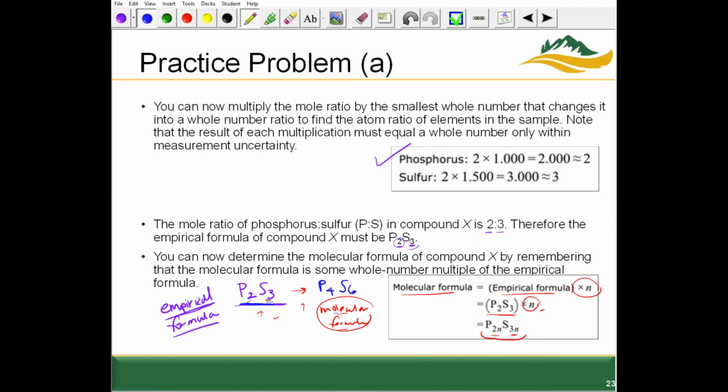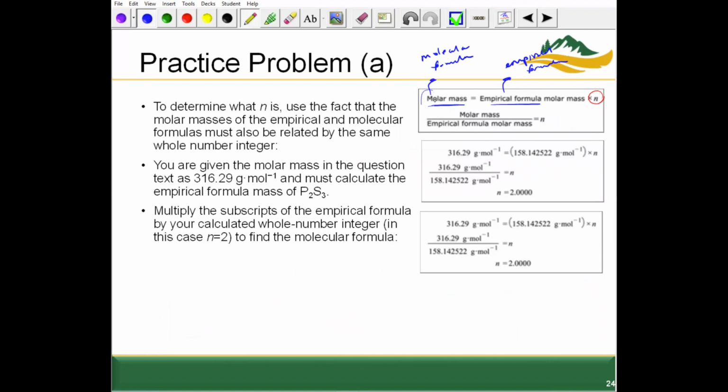So if this is the empirical formula, this is one possibility for its molecular formula. The molecular mass of P4S6 is going to be different than the molecular mass of P2S3, of course, because there's 2 additional phosphorus and 3 additional sulfur. This formula here is making that connection.